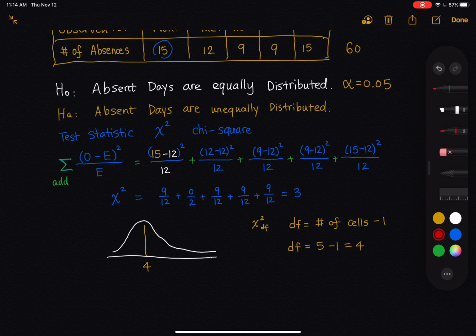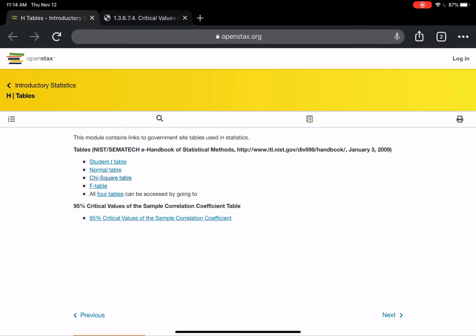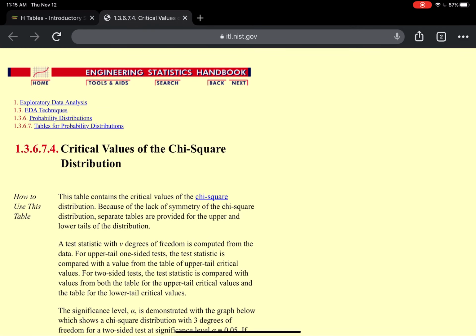Now the test statistic we get is the number 3. What we want to know is this area, and this area is the p-value. It represents the probability of getting a test statistic equal to 3 or greater than 3. So how do we find this p-value, or that area? We need to go to our textbook. There's a chi-square table right underneath the normal table. You click the link, and you'll be able to see this page.